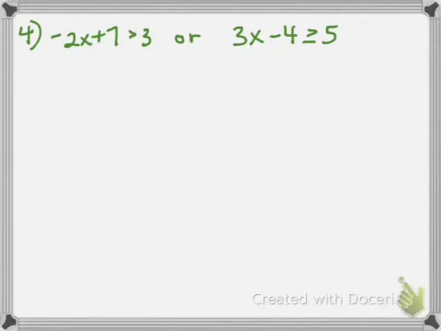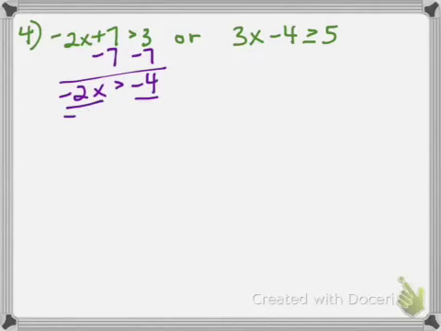I'll start over here. I'm going to subtract 7 from both sides. So I have negative 2x is greater than negative 4. Then I divide both sides by negative 2. Then I have x, and then I flip my inequality symbol, so x is less than 2. So this is my solution for this inequality.